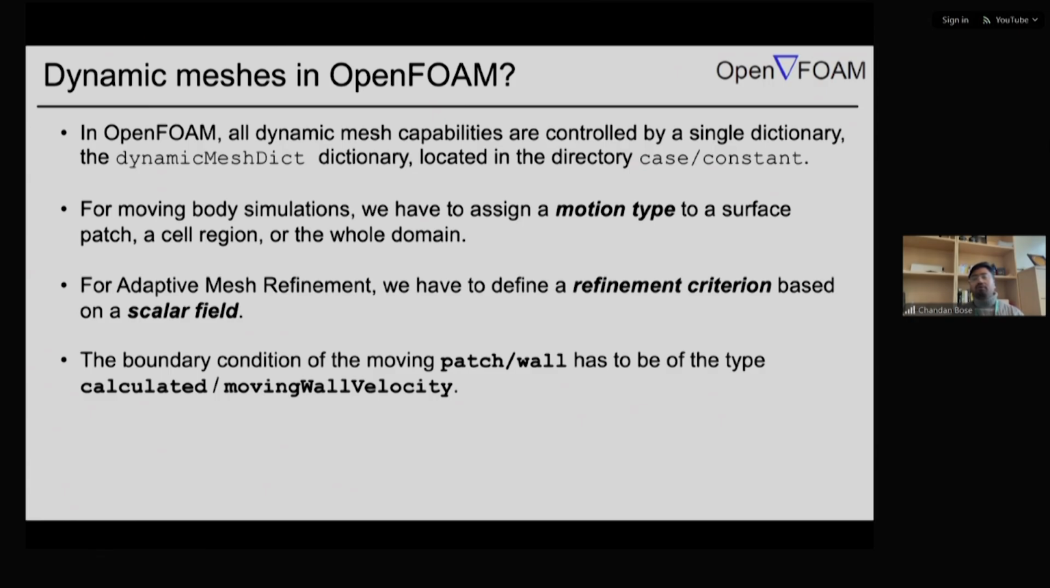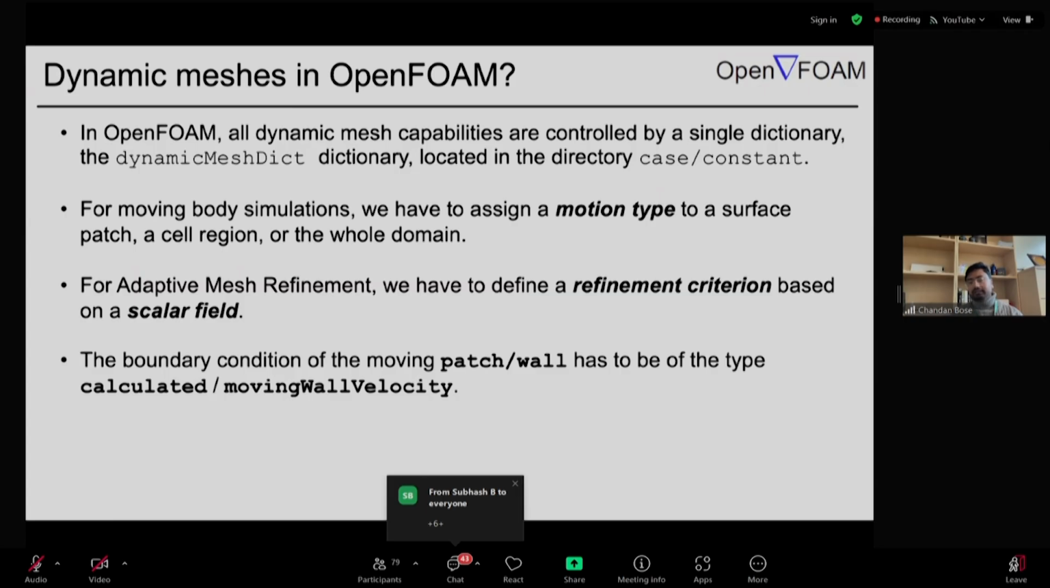Right? Now, for example, for the previous example, if you want to give the motion to the airfoil, which is a patch, if we want to prescribe a motion type to that patch, the boundary condition has to be changed. Even though that's a wall, it has to be changed to the type movingWallVelocity or a calculated type of boundary condition, so that the code knows that the velocity on the wall changes as the wall moves, right? Like the airfoil which is pitching.